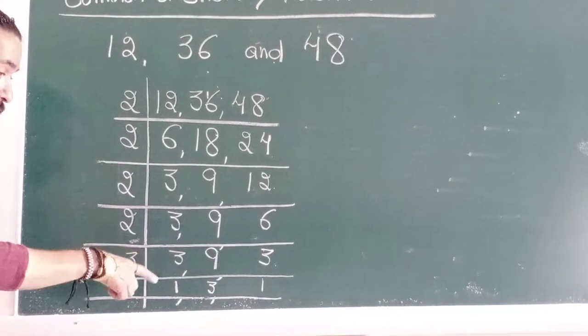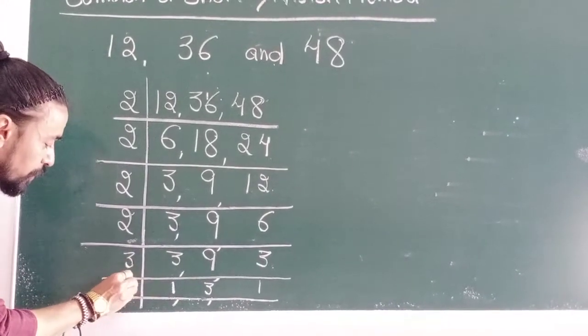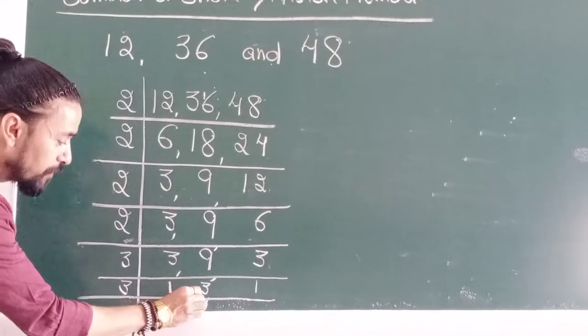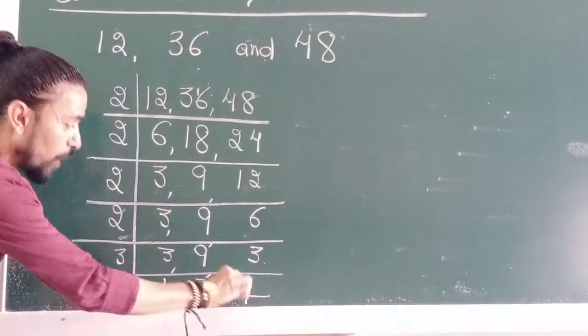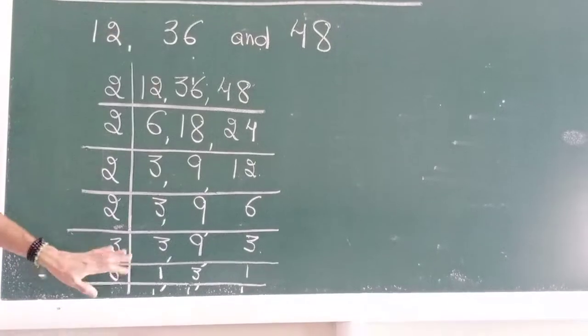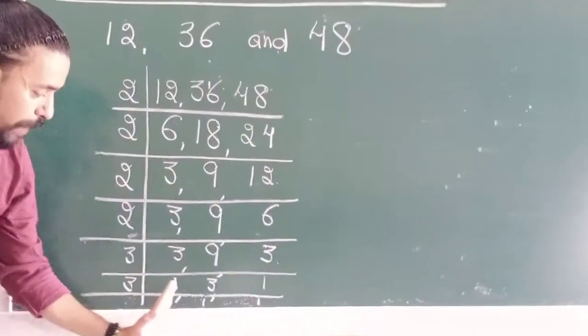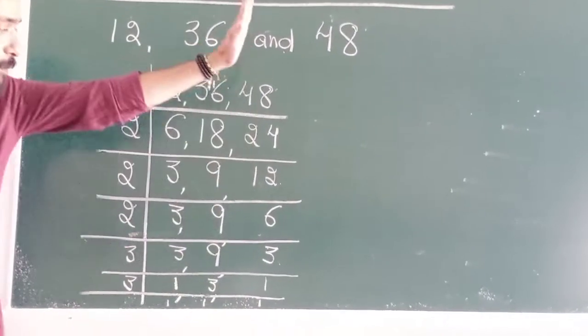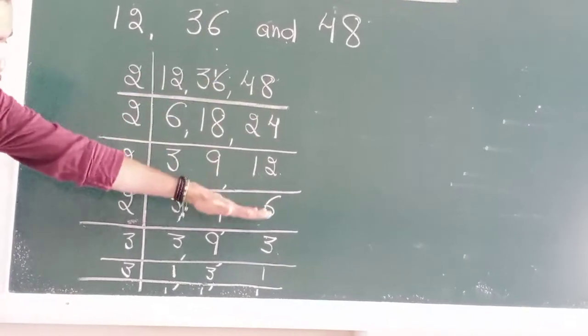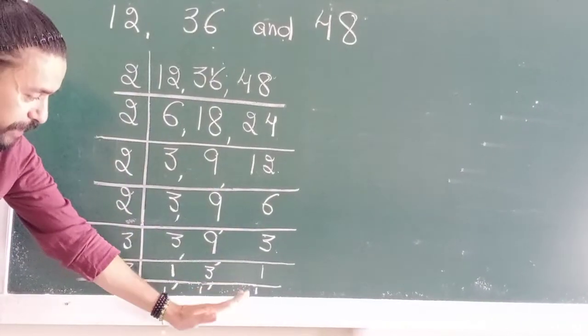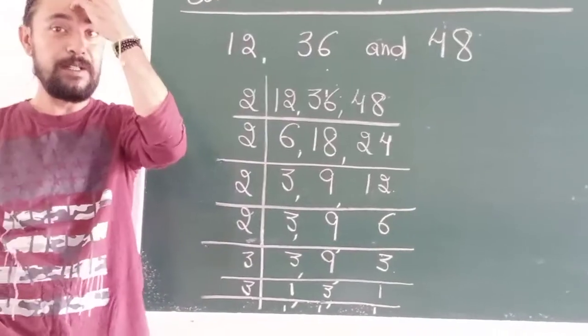So, again what will happen? 1 will come down. So, 3, 1 will come down. 3 1s are 3 and 1 will come down. You will go on dividing till at the end you will get 1, 1, 1. That means you have factorized all of them. They cannot be factorized anymore.